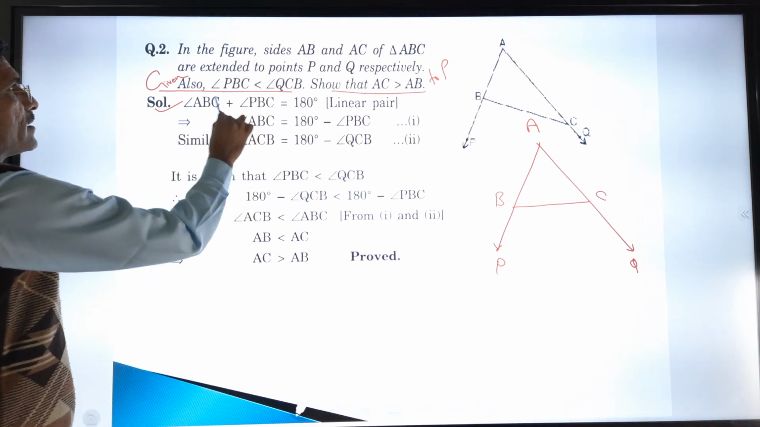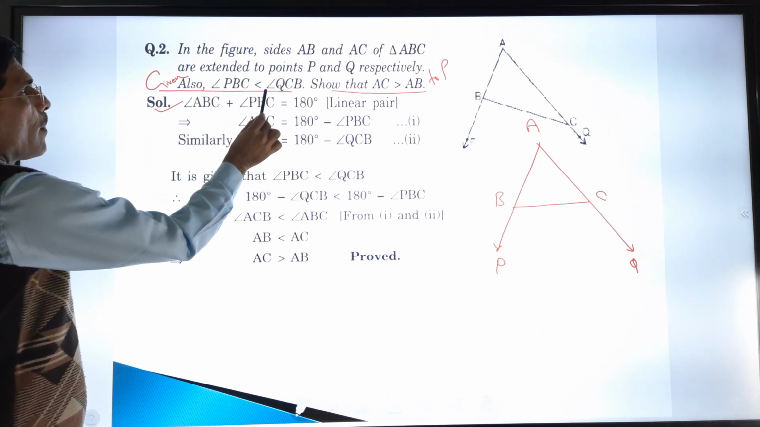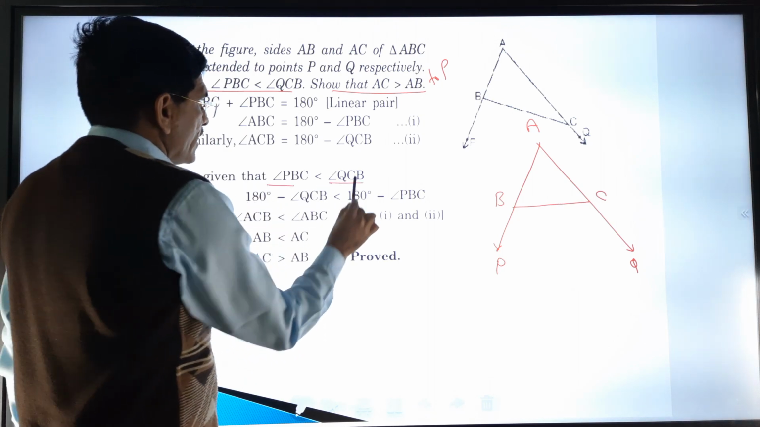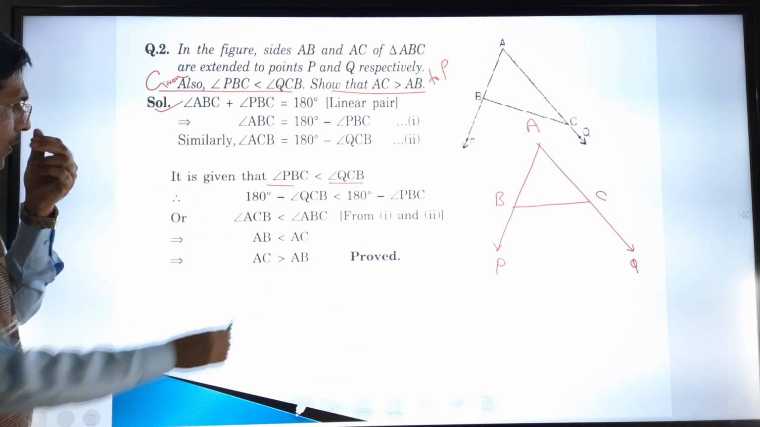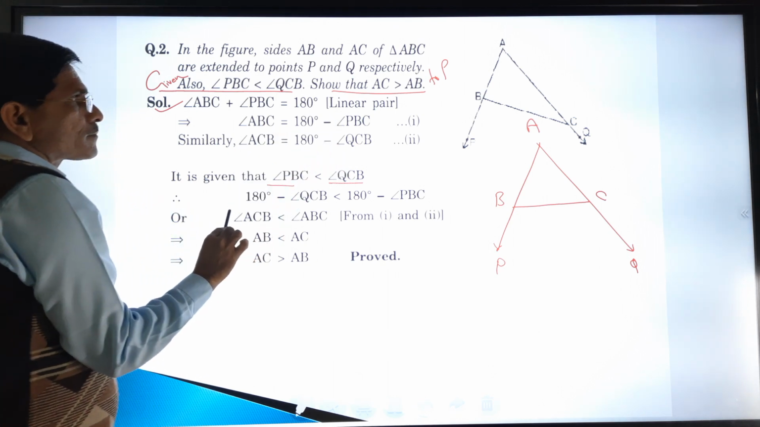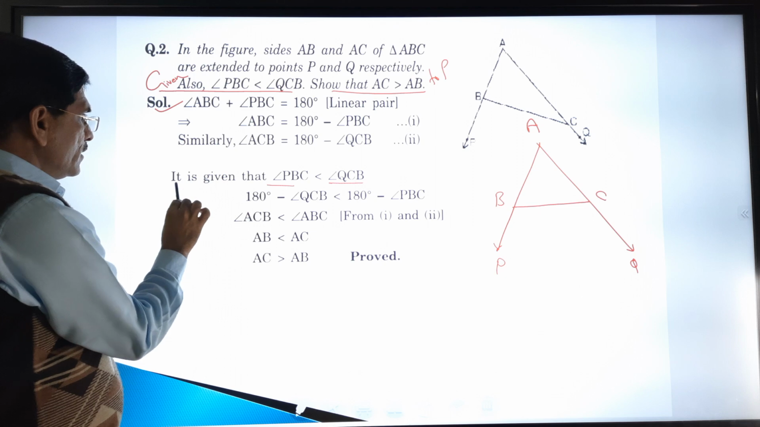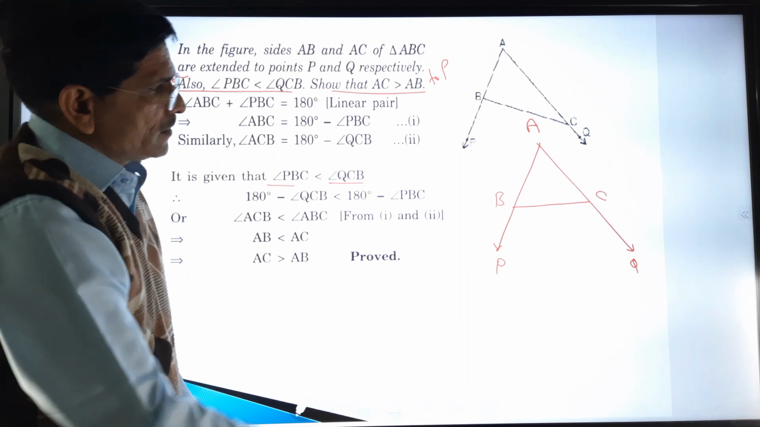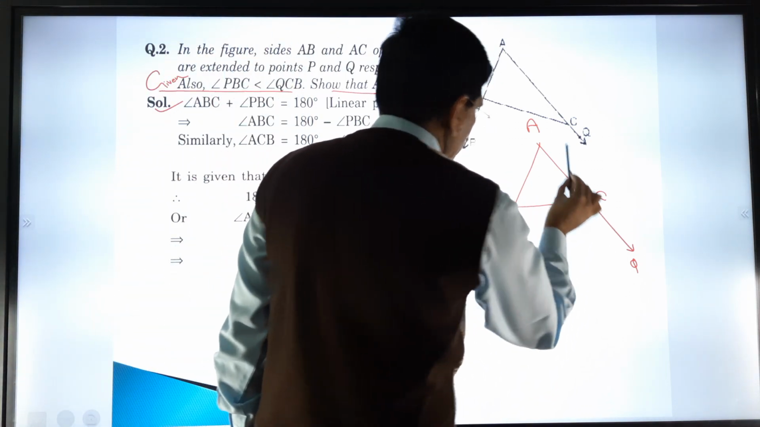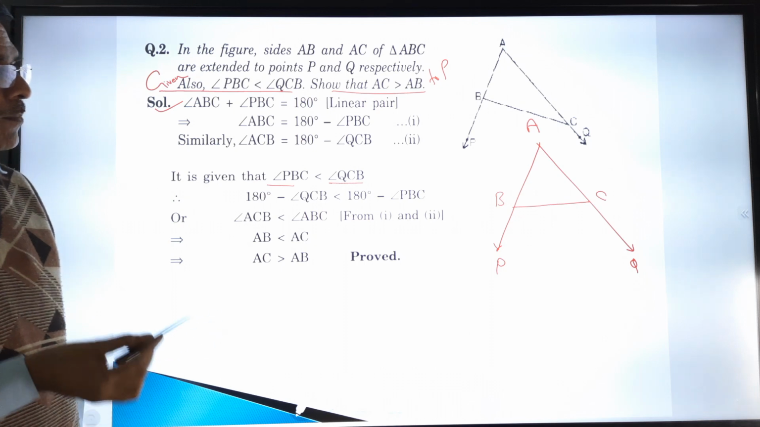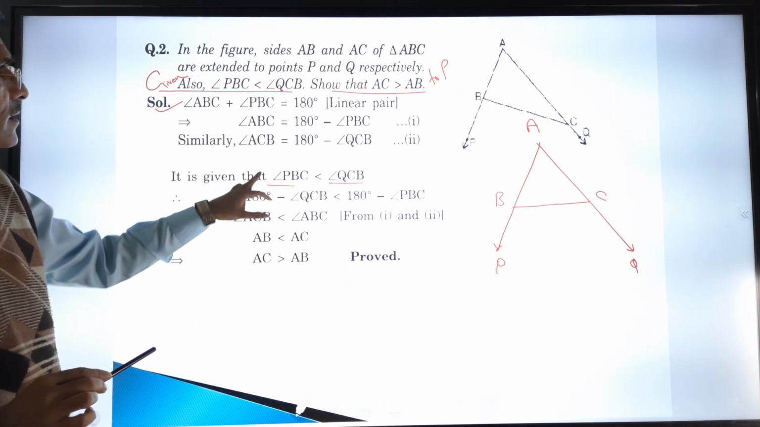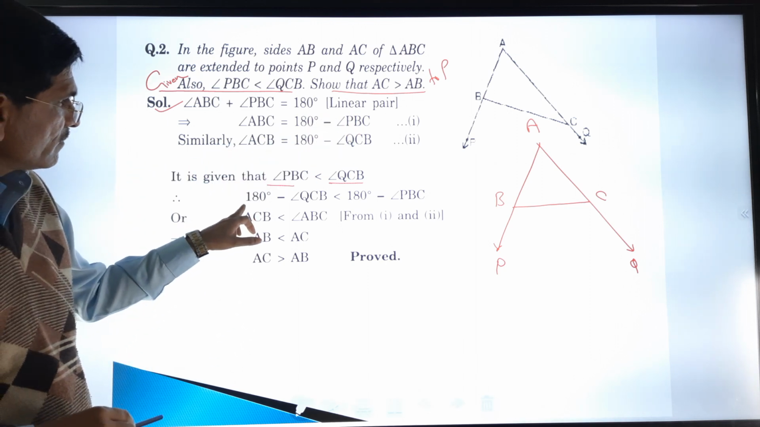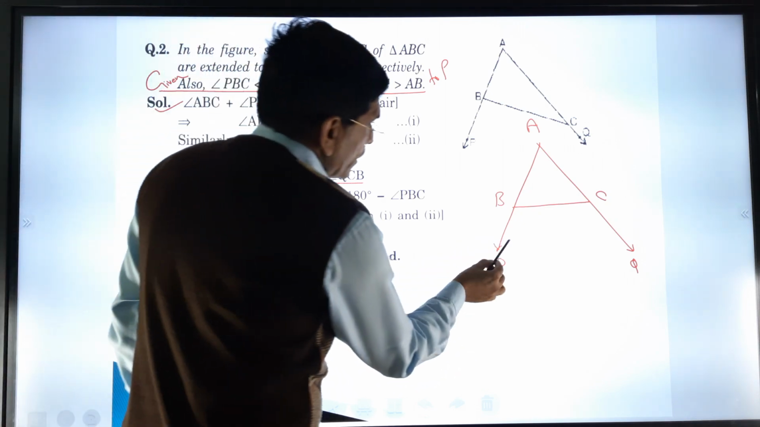Now what is given in the question that we are using? Given that PBC is less than QCB. Now if you will see, what is PBC? Again, it is given that PBC is less than QCB. Now we will come here: ABC is equal to 180 minus PBC. So if you will see what PBC is again, from here.